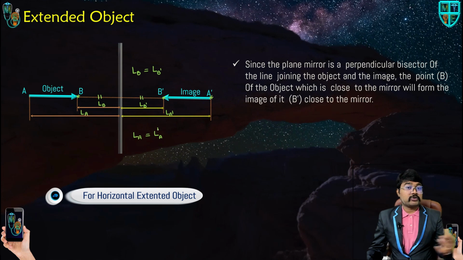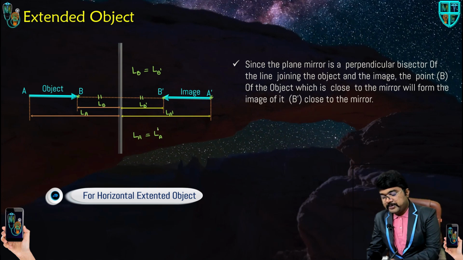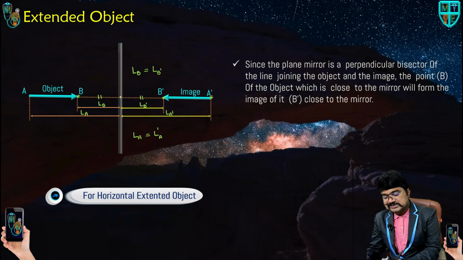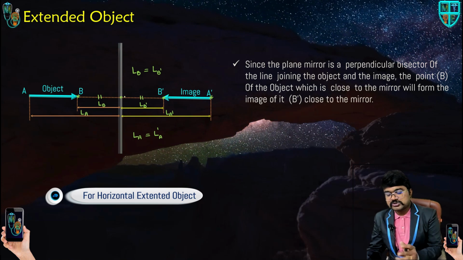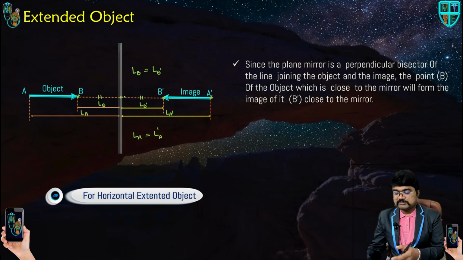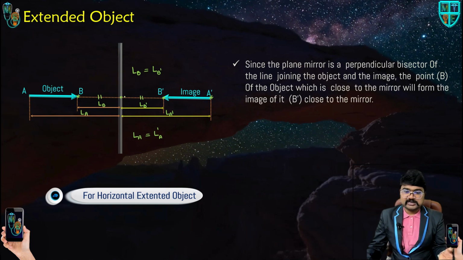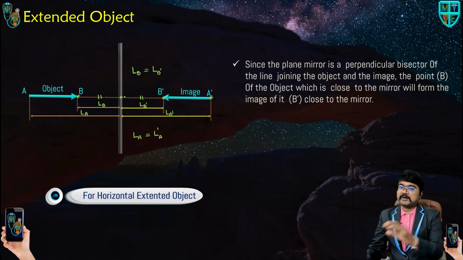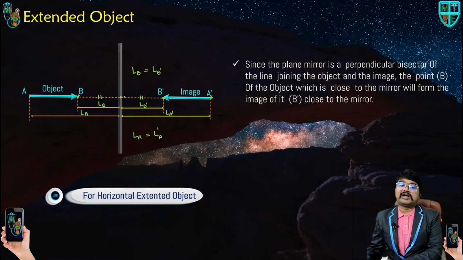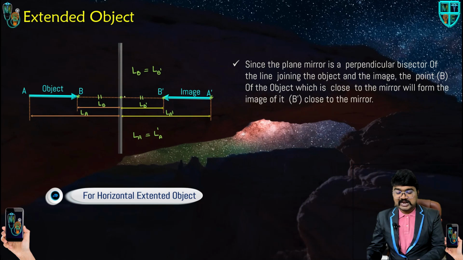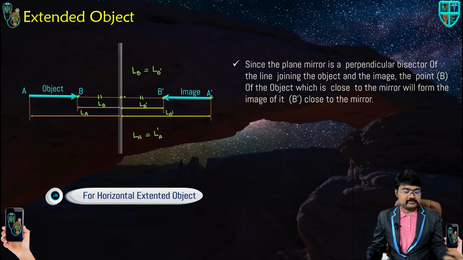B dash will be close to the mirror because B is nearer, close to the mirror. Image will be close to the mirror. Okay, now from the concept of this particular perpendicular bisector, you will be drawing normal. You will be applying the same procedure. Understood now? So for this particular extended object, this kind of image will be formed.